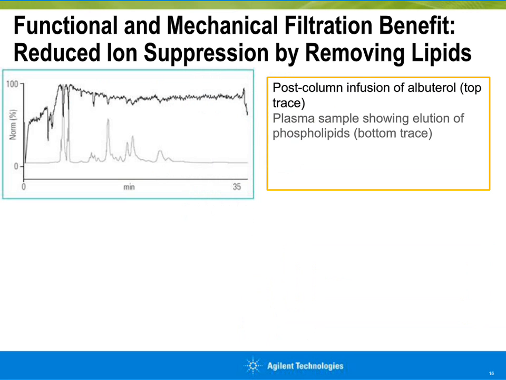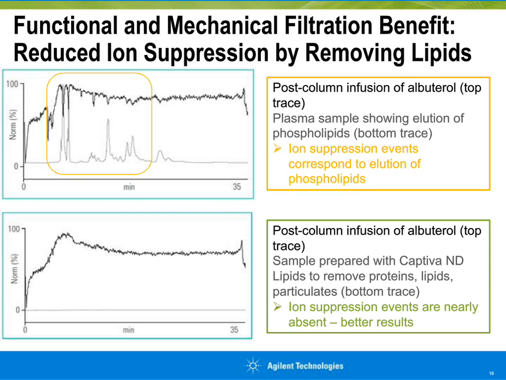This is an example of the benefits of using both functional and mechanical filtration, as I mentioned, in Captiva ND Lipid. The top trace results from post-column infusion of albuterol. The area circled in the chromatogram shows ion suppression of the albuterol signal. Negative peaks relative to where the phospholipids elute on the bottom trace is where you're going to see ion suppression. In the lower chromatogram, after using Captiva ND Lipid, we see substantial improvements in the albuterol signal since ion suppression is nearly absent.